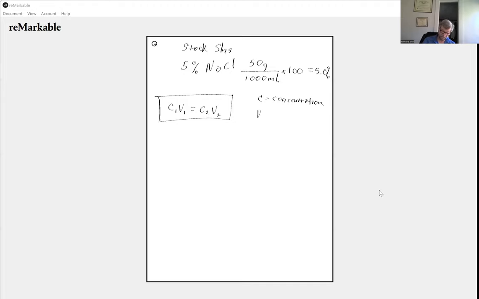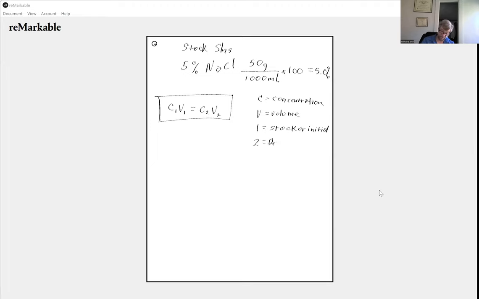V is volume. In liters and milliliters and gallons and pints and quarts, it doesn't matter. Any type of volume unit you want. Like I say, just be consistent. Quarts on one side, quarts on the other side. One means your initial or stock solution, your initial concentration. And two means your desired or final.